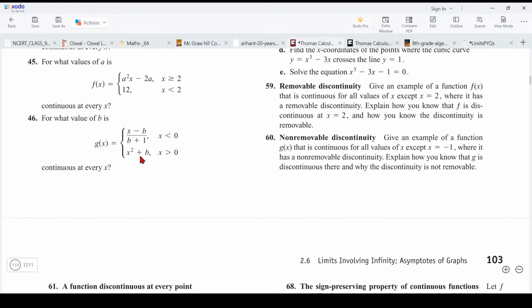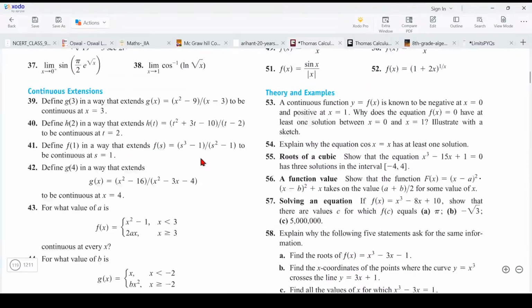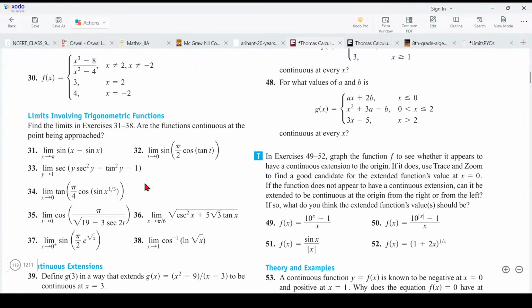Basically, this should be equal to this one at x equals 0. Okay. Basically, what does that mean? Minus b by b plus 1 should be equal to b. If you just solve it, you will get the value of b. Okay, these kinds of things are like that.